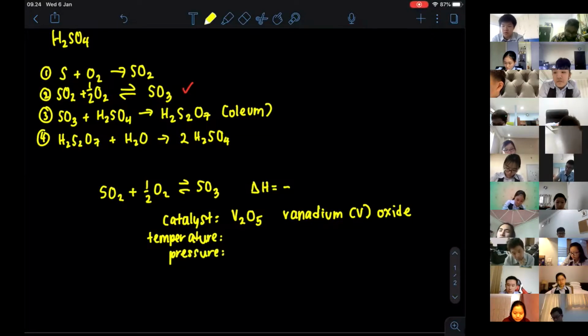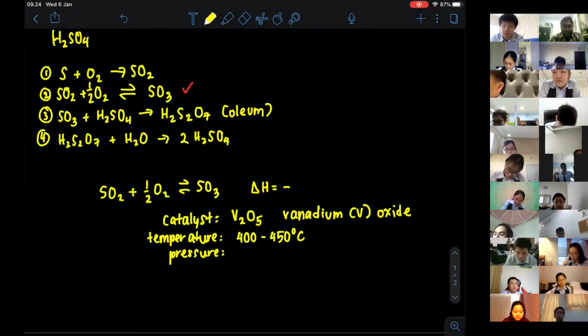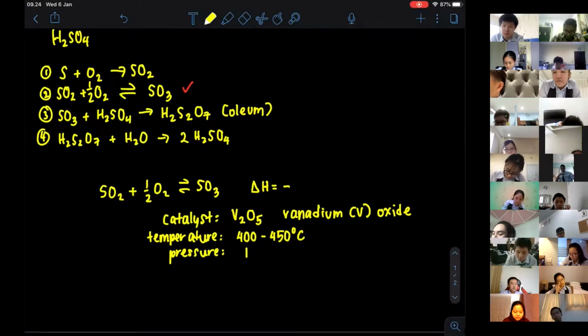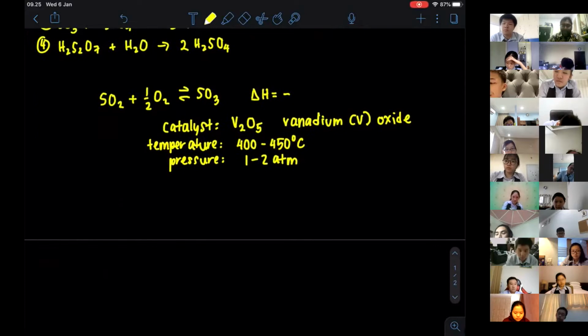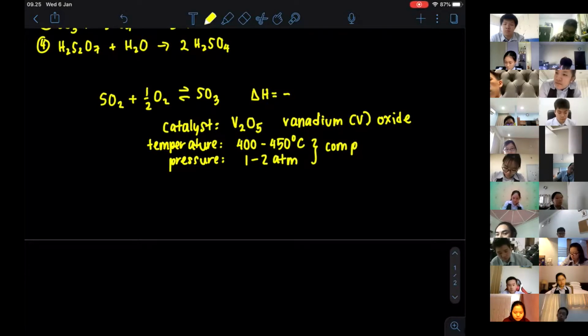The temperature will follow the same thing as in the Haber process, 400 to 450. But for sulfuric acid, the pressure is going to be 1 to 2 atmospheric pressure. It's different from the 200 atmospheric pressure for the Haber process. So it's going to be lower, close to our normal pressure. Do remember both of these are compromised conditions.